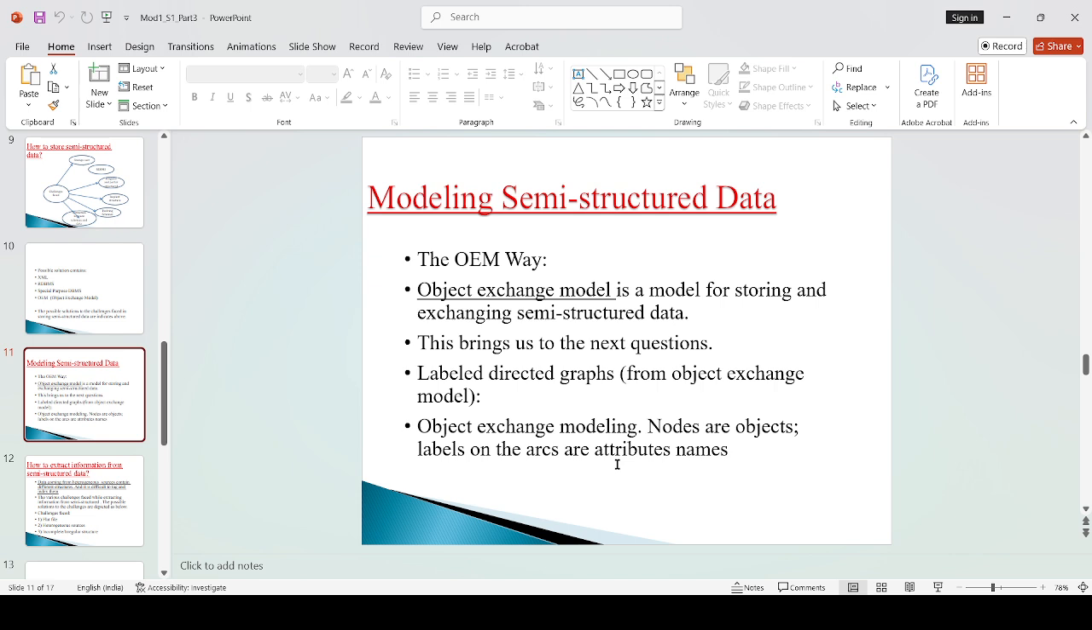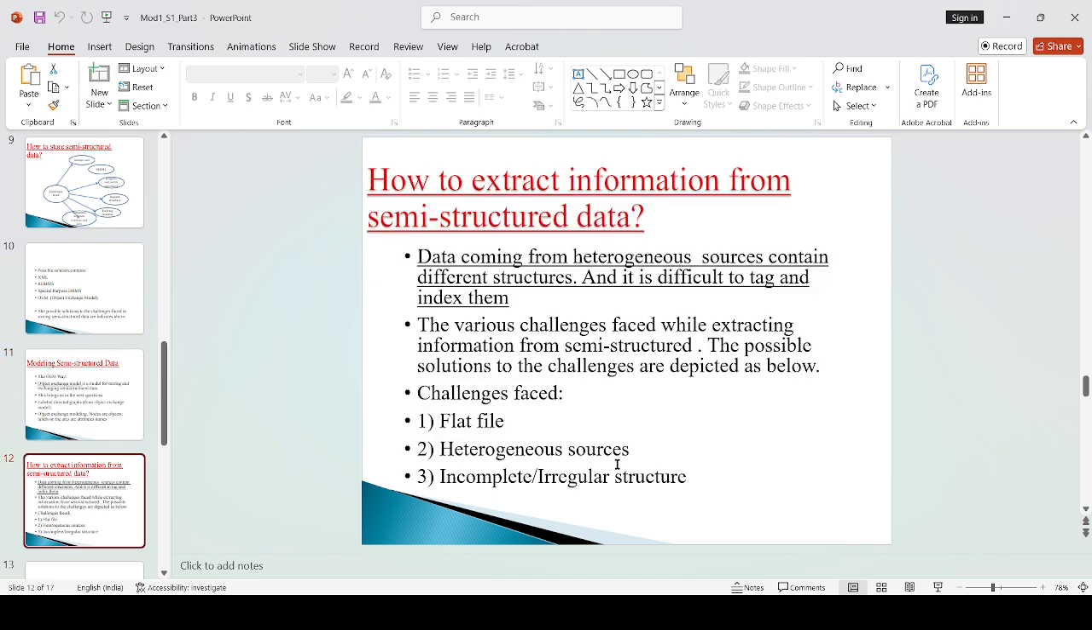Object Exchange Model, commonly called OEM, is a data model that is designed specifically for semi-structured data. Instead of storing information in tables, OEM represents data as a labeled directed graph. Each node represents an object, while the connecting arrows represent relationships or attributes. This graph-based representation makes it easier to model complex and flexible data structures.